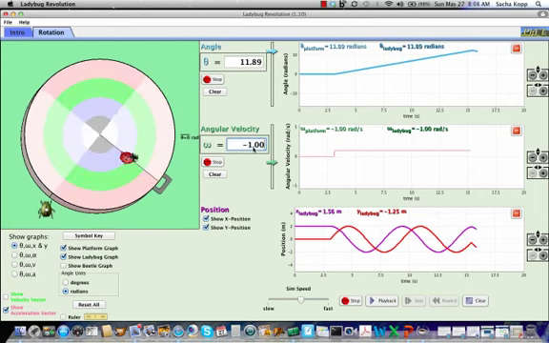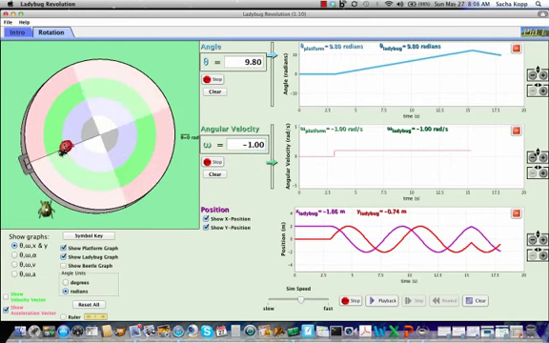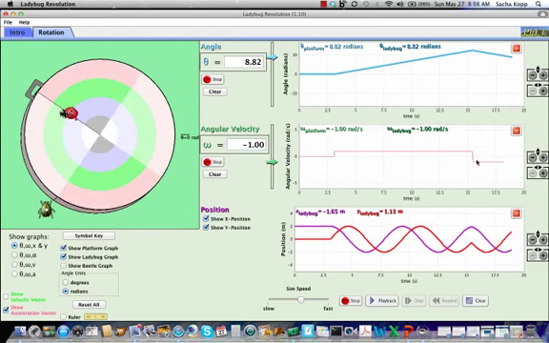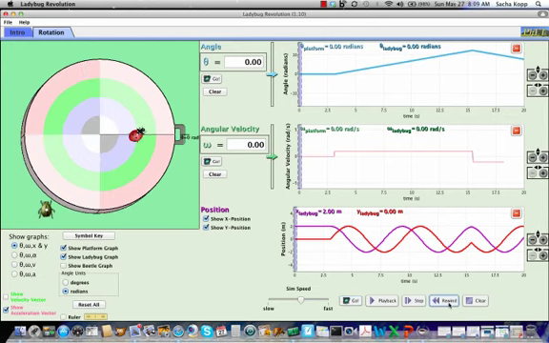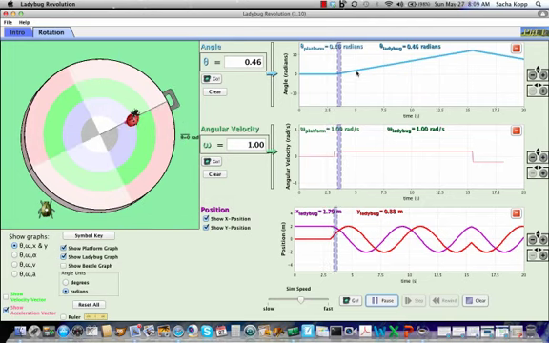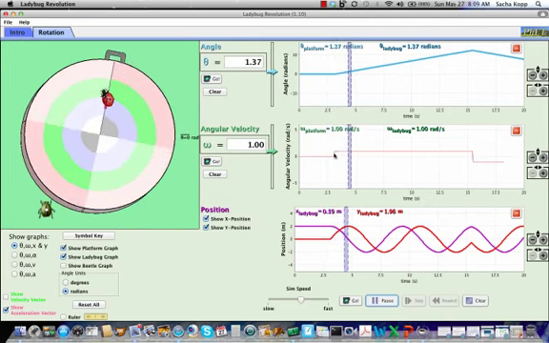Let's make it go in the opposite direction for a little while. Notice at that point, omega dropped down from being a plus 1 to a minus 1, and theta started decreasing in magnitude again. Let's just look again at what I just did. Theta is constant because omega is 0. Theta is now starting to increase linearly because omega is plus 1.